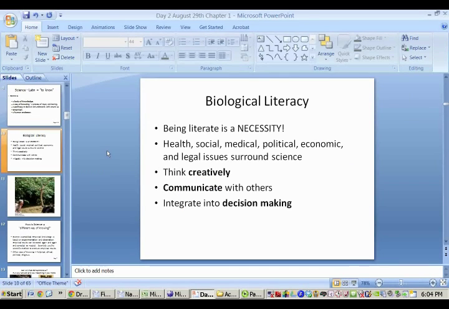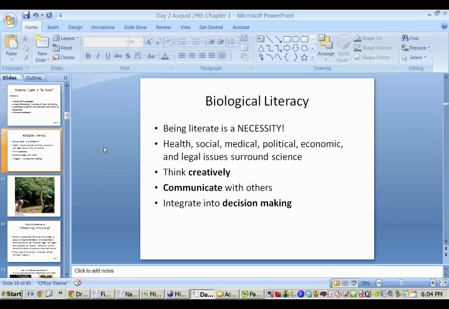One of the things that I hope you will be able to do through this course is develop a sense of biological literacy, which basically means having a working knowledge of how the living things here on Earth work, how they interact, and how they can be good for you or bad for you. Being literate is a necessity in this type of environment.